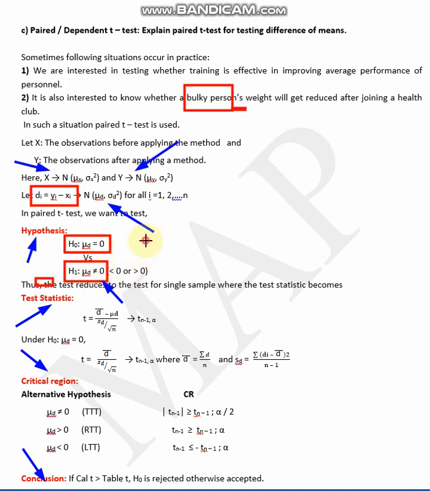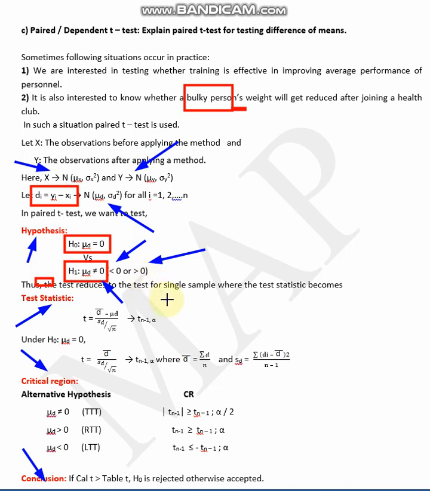Otherwise we can take this as a left-tailed test or a right-tailed test. So my alternative hypothesis in this case should be, either mu d equal to 0 or mu d not equal to 0, which is a two-tailed test. Mu d less than 0 is my left-tailed test, and mu d greater than 0 is my right-tailed test.